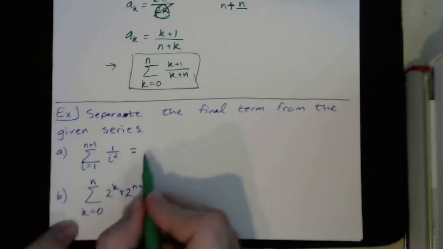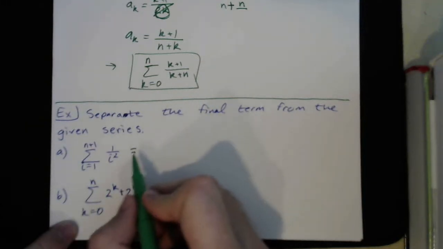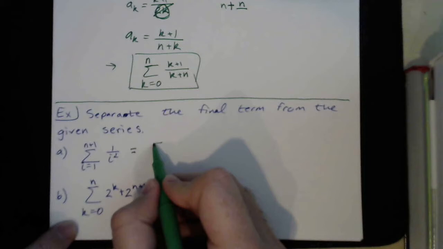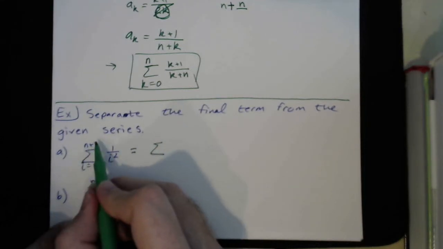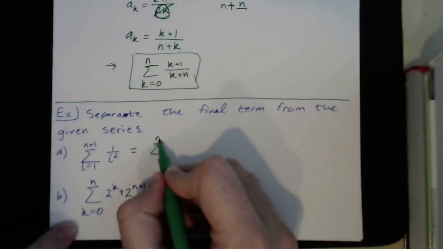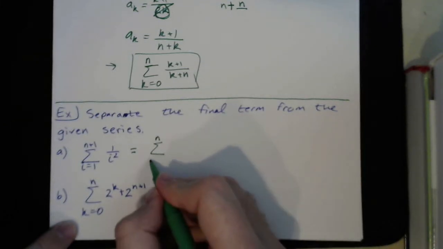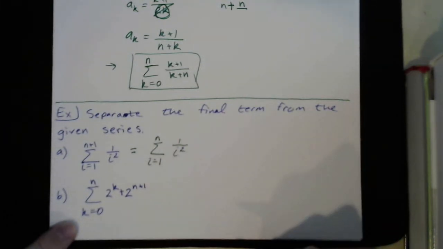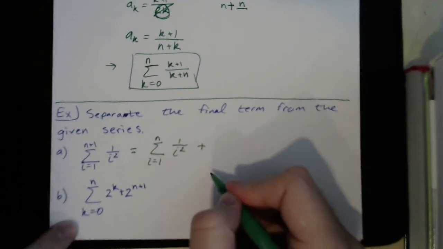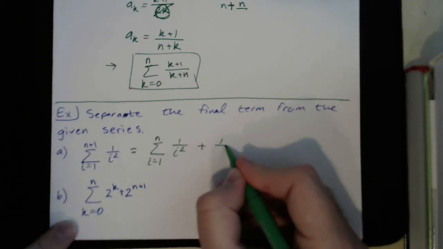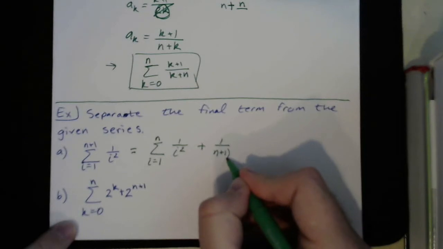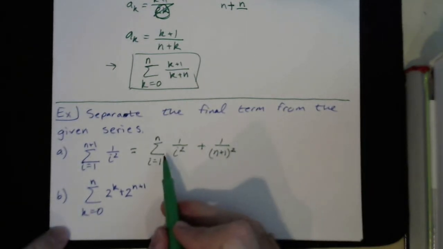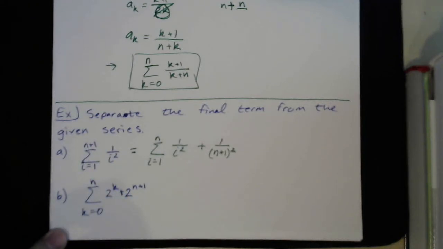So in part A, we are separating the final term from the given series. So our final term is the n plus 1 term. So you can think of peeling off that last n plus 1 which leaves the series only going to n. It still starts in the same place, and we still have the same rule for the general term. Only now we add a 1 over n plus 1 squared, because that would be the last term. So we've peeled that last piece off.